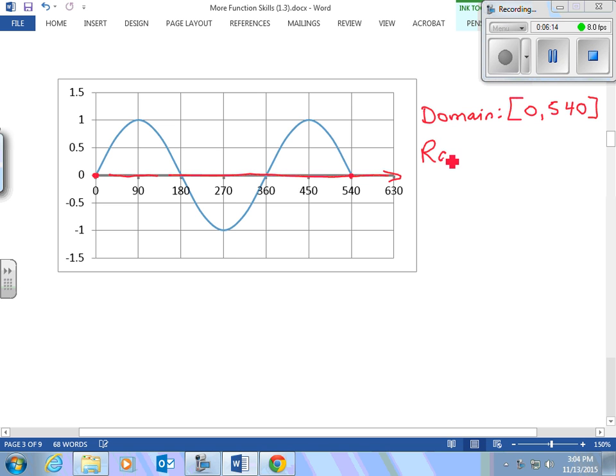And our range will be the lowest value is -1 and the highest value is +1, so -1 to +1.